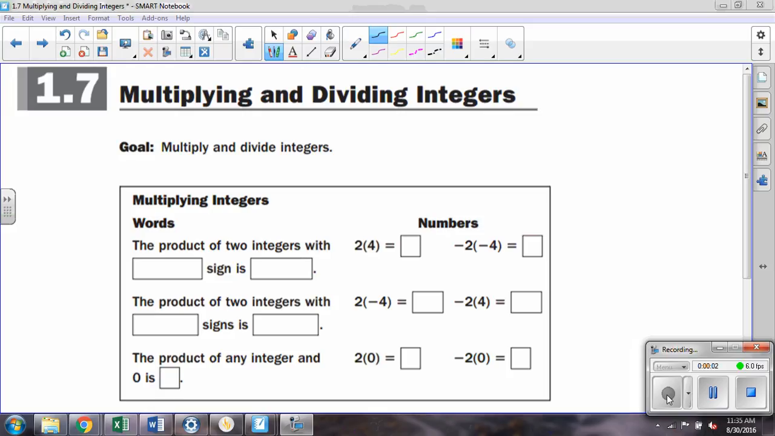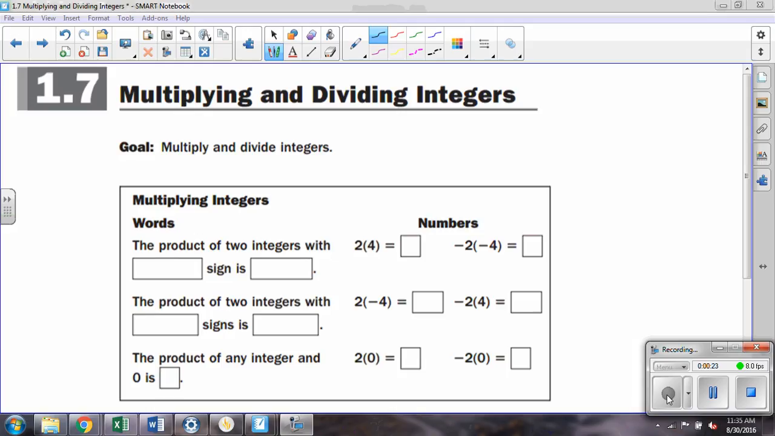Launching into our notes for today, we're looking at multiplying and dividing integers. And of course, our goal is, skill-based, to be able to multiply and divide these integers. We're starting off with the first one. We're going to begin by focusing just on multiplying two numbers.